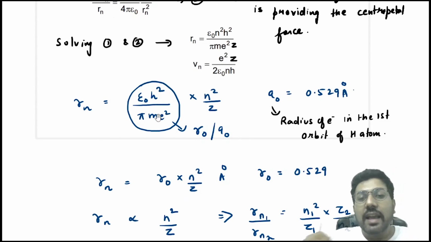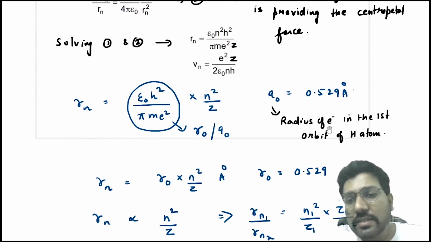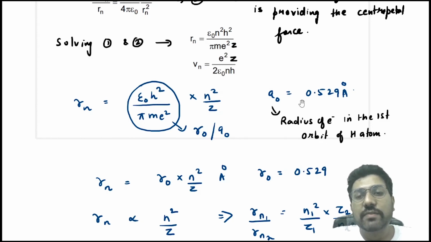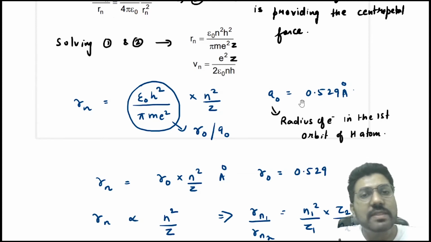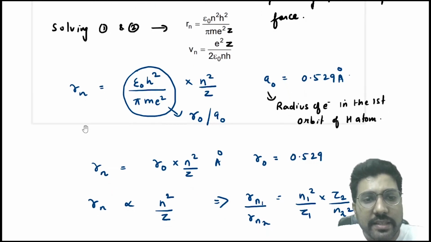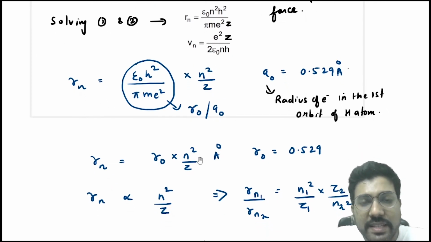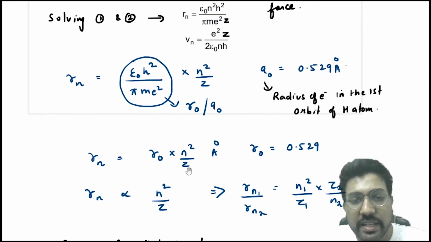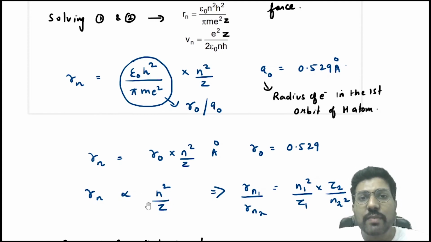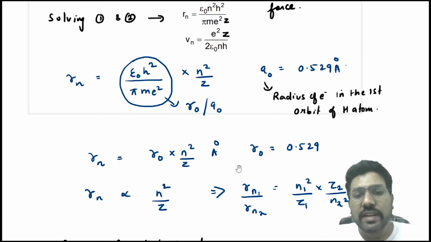That means the value of A naught is the radius of the electron in the first orbit of the hydrogen atom, and its value is 0.529 angstrom. Now the radius is proportional to n square by Z. Sometimes they also ask you the proportionality, so you have to remember that the radius is proportional to n square by Z, and the value of R naught is 0.529. So if they ask you the ratio of two radii, you will write Rn1 by Rn2.